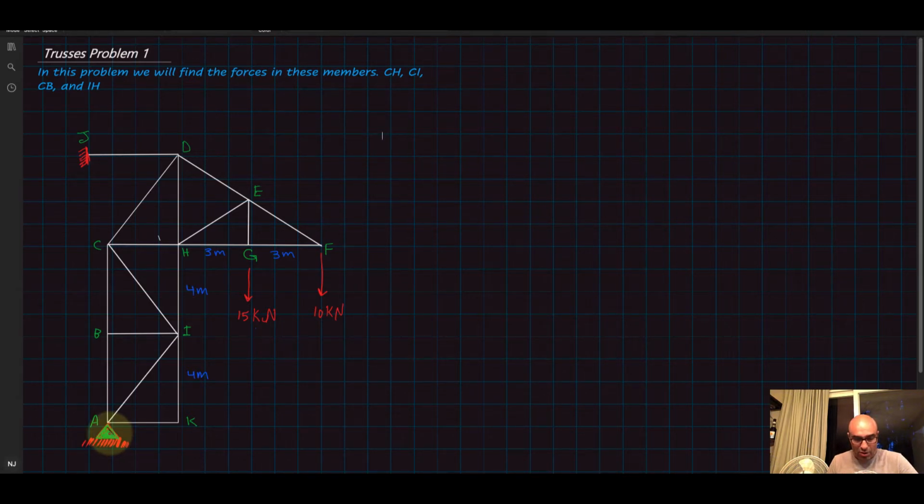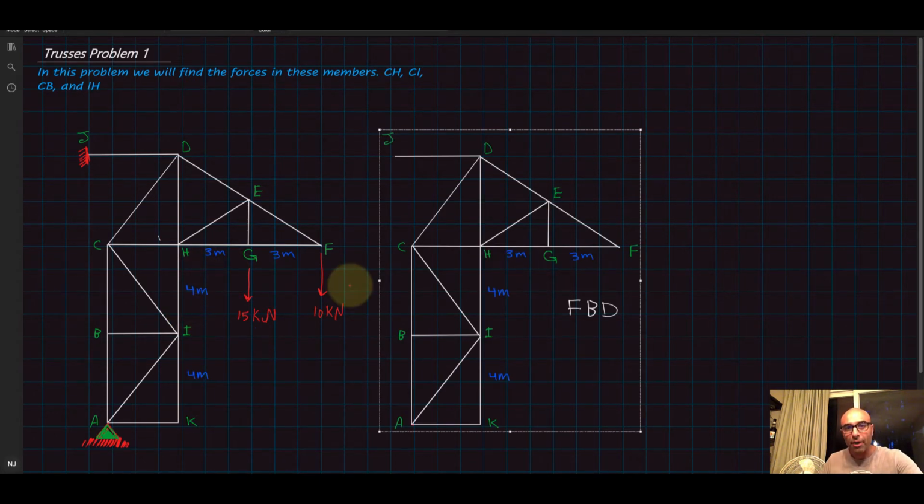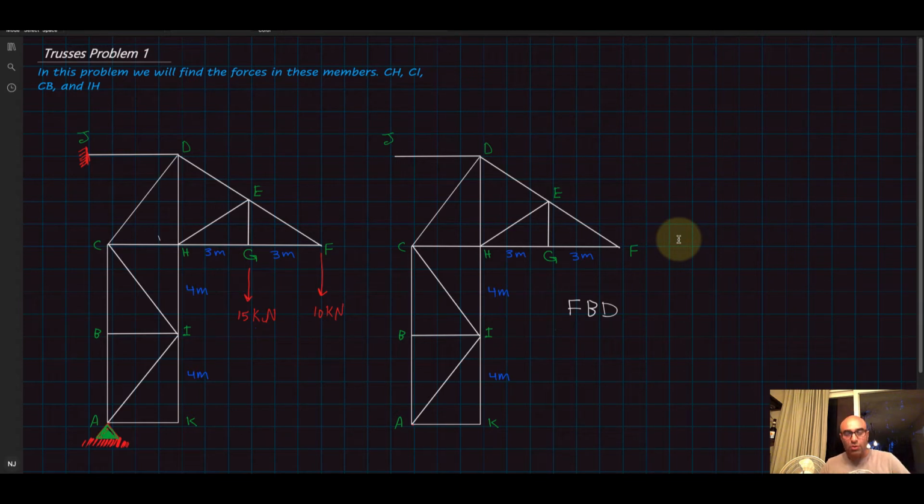So in this truss, we need to find the forces in these members: CH, CI, CB, and finally IH. To be able to do that, first let's draw the free body diagram. So here's the free body diagram, and we need to identify the forces on it.